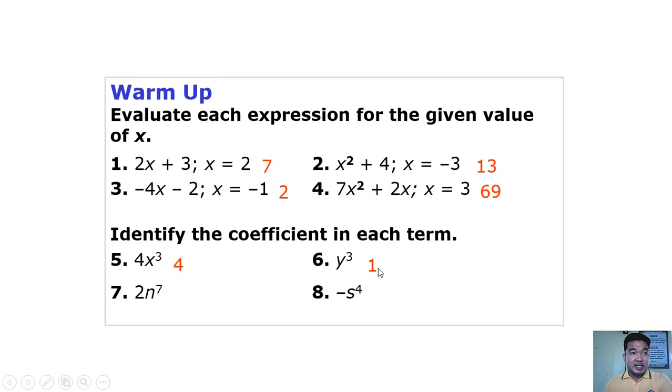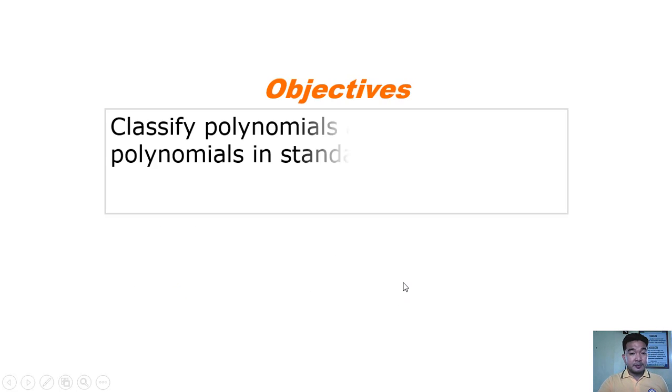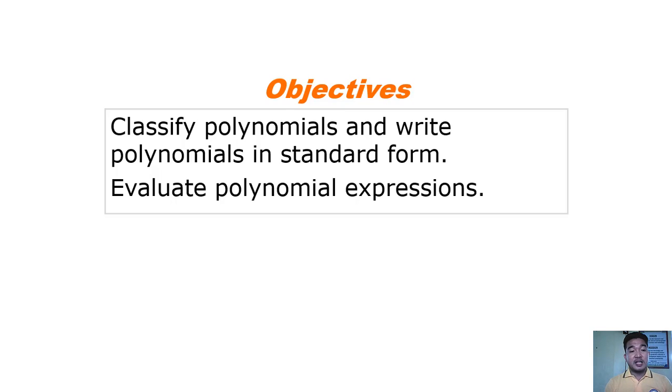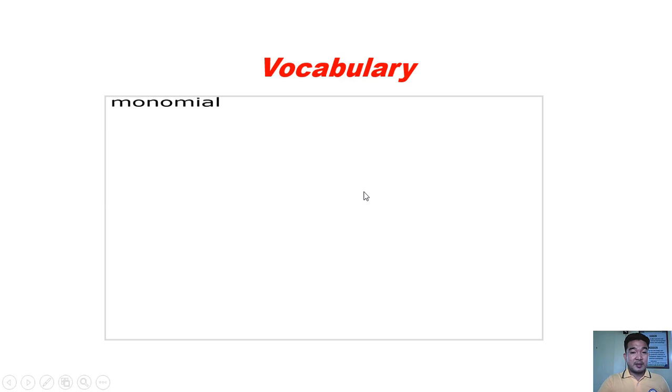So if you have x, then the numerical coefficient there is 1. For number 7, the numerical coefficient here is 2. And then for number 8, the numerical coefficient is negative 1. The objectives of today's lesson are classify polynomials and write polynomials in standard form, evaluate polynomial expressions.